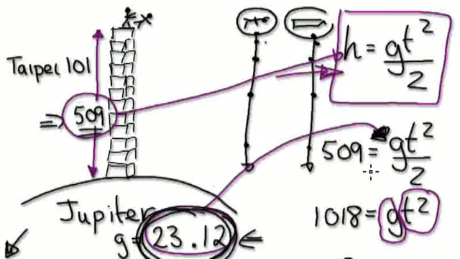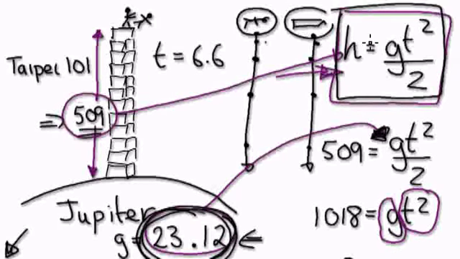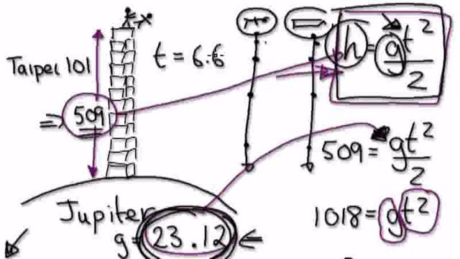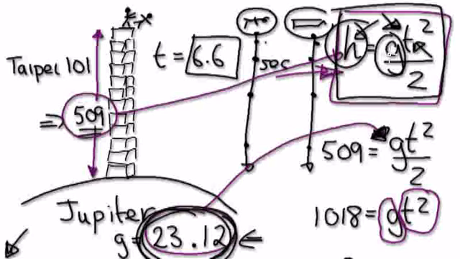So if you go back to here, T here equals 6.6. By using this formula, because we know H and we know G, then we can work out T. There's only one thing that we don't know, which is T. So rearrange it to get T on its own, and T works out to be 6.6. Remember, H is always in meters, T is always in seconds. So if I were to push you off Taipei 101 on Jupiter, you will have 6.6 seconds left to live.